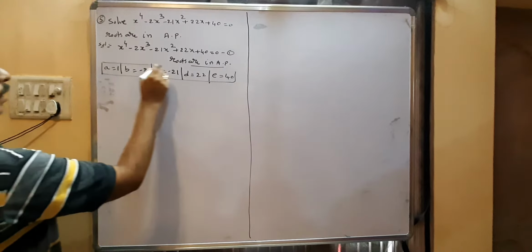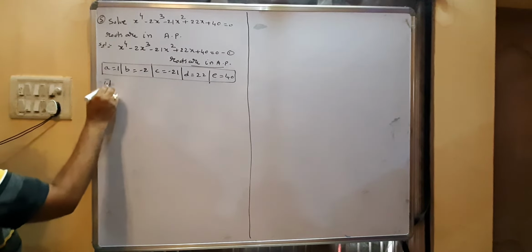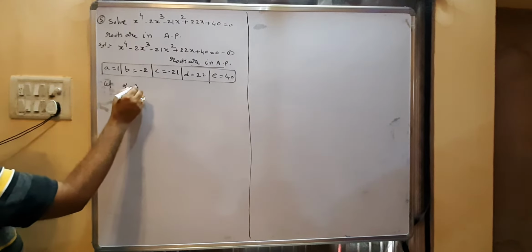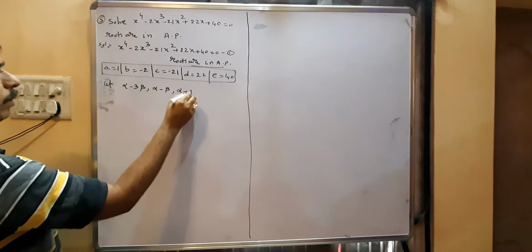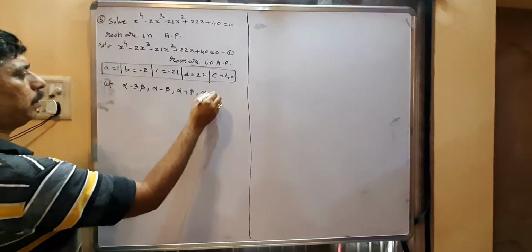Now what is given? Roots are in AP. So for AP roots you have to take alpha minus 3 beta, alpha minus beta, alpha plus beta, alpha plus 3 beta as the roots.